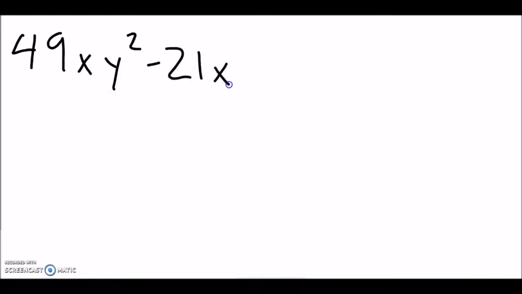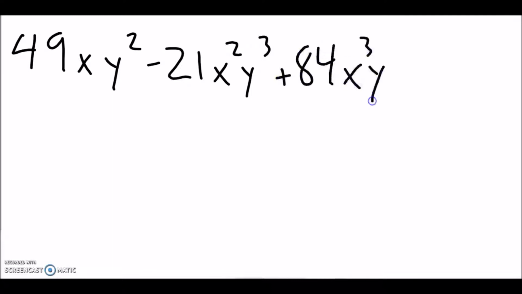All right, one more GCF. What about 49xy squared minus 21x squared y cubed plus 84x cubed y to the 4th? And again, we always want to try GCF first. Pull out our greatest common factor.